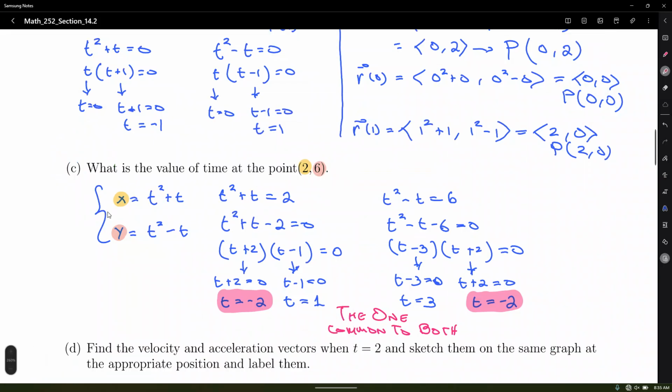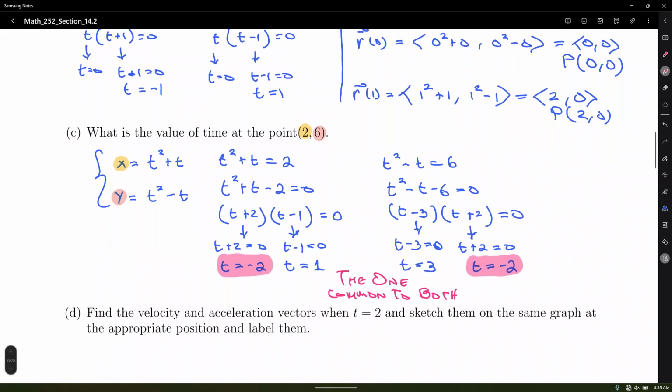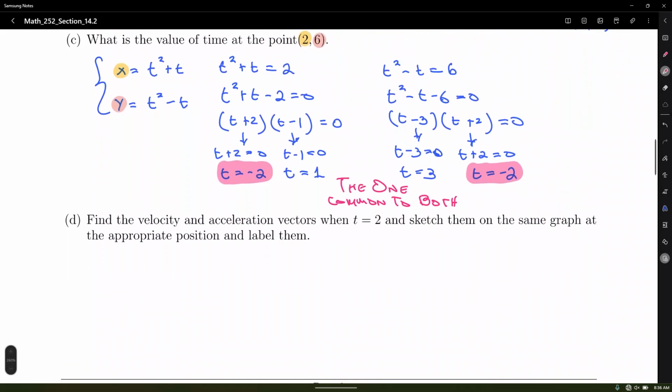And again, letter D: find the velocity and acceleration vectors when t equals 2 and sketch them on the same graph at the appropriate position and label them. So again, although velocity and acceleration are something we're going to get into more in depth in the next section, I think this is a good point to introduce what these derivatives and second derivatives of vector valued functions really mean. All right, so let's find the velocity vector.